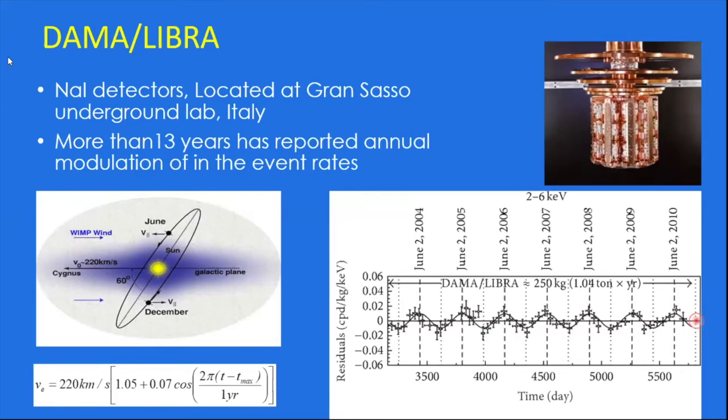But the Earth velocity changes periodically, because the Earth revolves around the sun. So the velocity is given here. This results in the variation of the event rates in our detector. The maximum event rate is expected on the 2nd of June, and this is what DAMA claims to see, 2nd June.